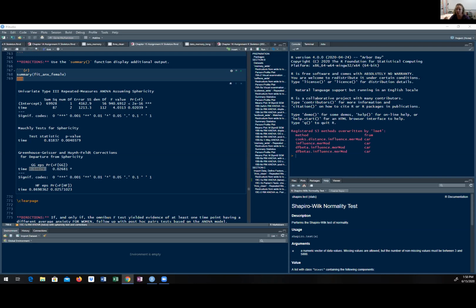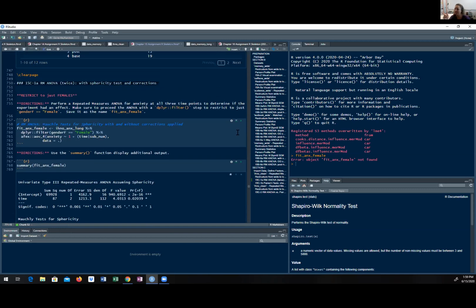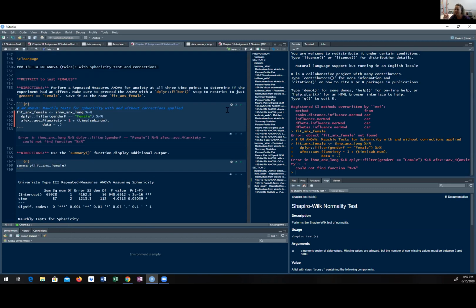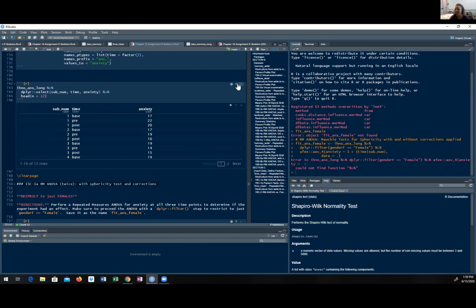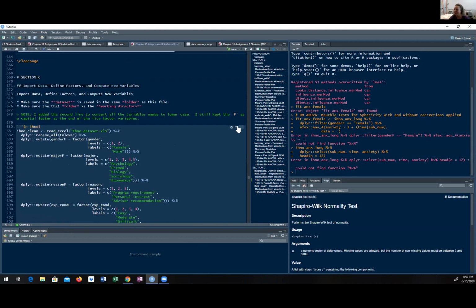Now, Kimberly, if you'll go down to line 770 and add a new code chunk, there's a quicker way to not have to multiply those numbers. Just type the model name without the summary around it. So fit, ANCS, female. Now if you run that, oh, you haven't run everything above, so the data isn't even loaded.